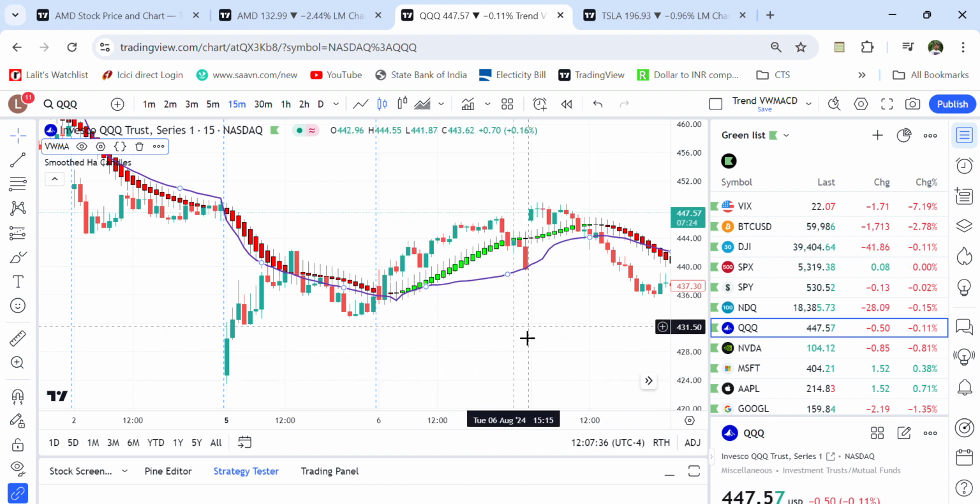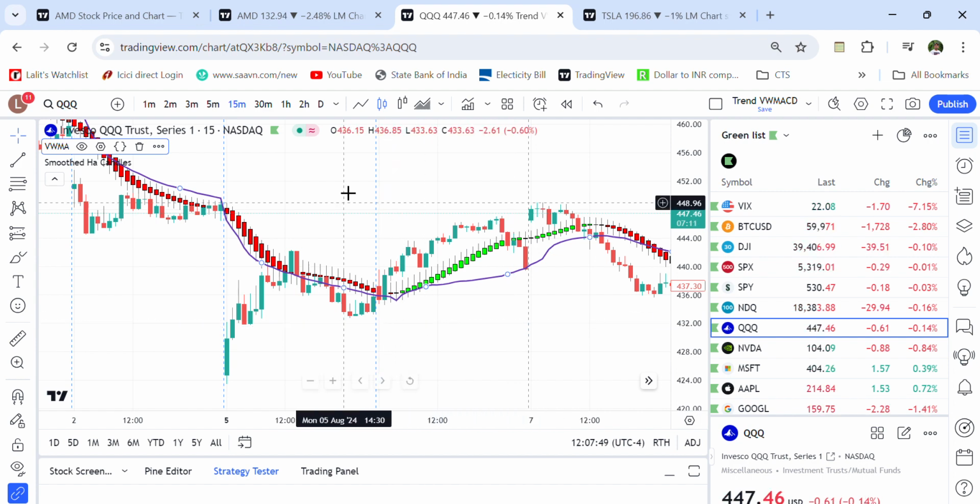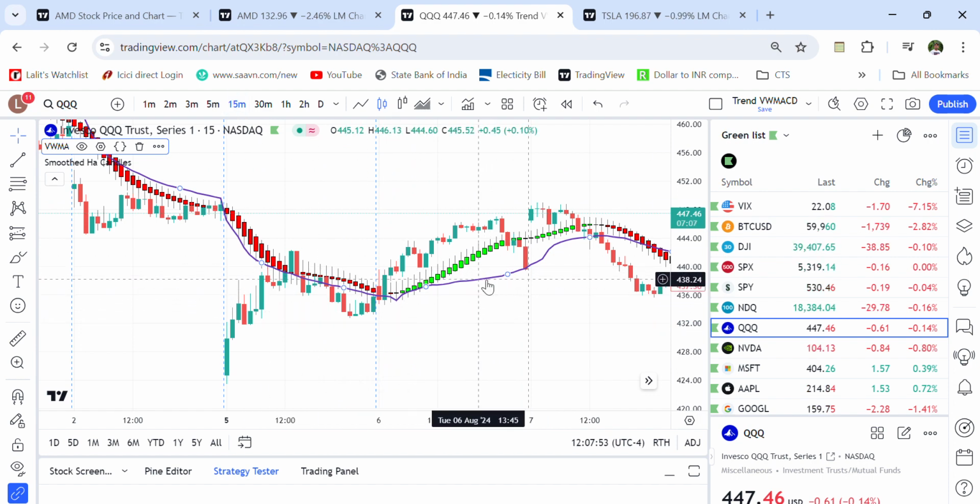So to get into a trade, we have to have three conditions. For example, let's talk about the long trade, meaning going into the call side. If you want to buy a call, the first condition is the 15-minute candle should cross and close above the VWMA 30. So as you can see over here, the one I'm pointing, it has closed above VWMA 30.